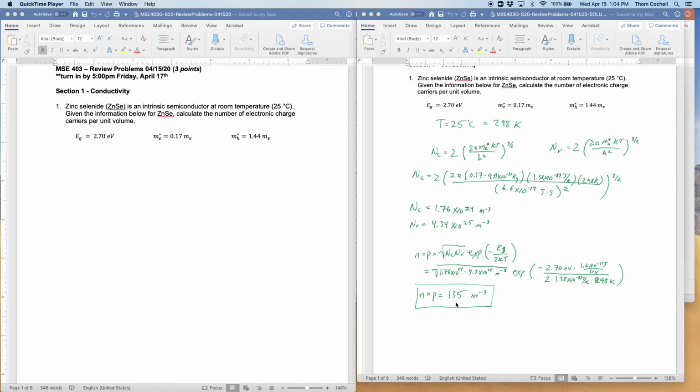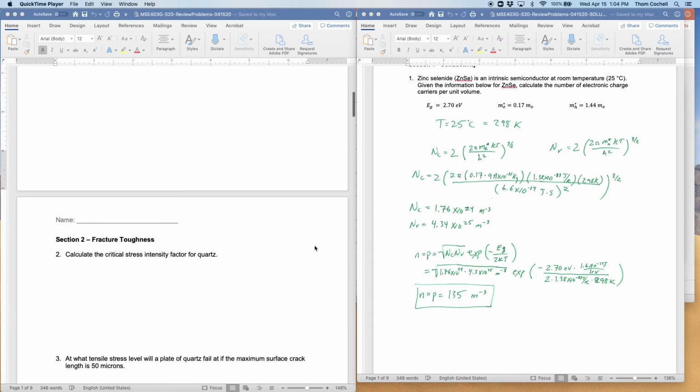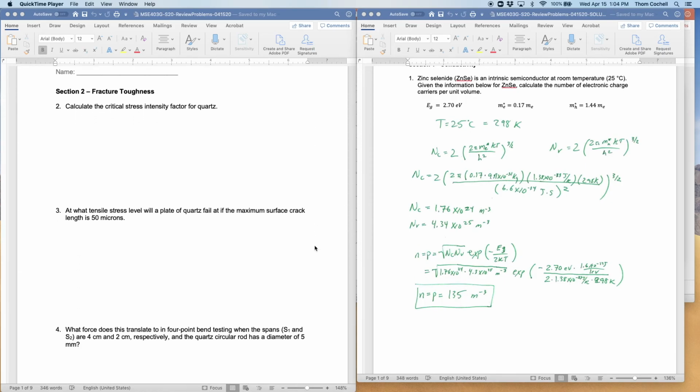But we did talk about conductivity as well, so keep in mind how to calculate that if given mobility and so forth. All right, so on the second section, it's asking about fracture toughness. We had some example problems in the lectures about this. The first part is asking you to calculate the critical stress intensity factor, so fracture toughness, for quartz.